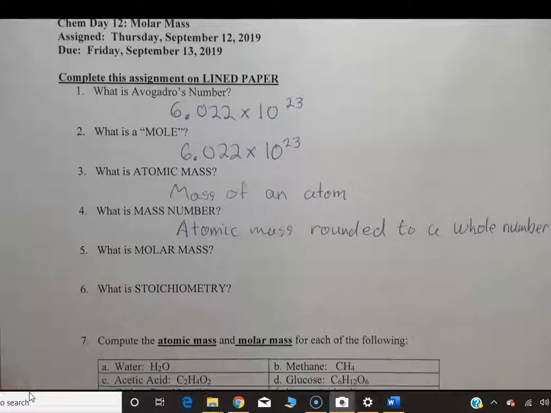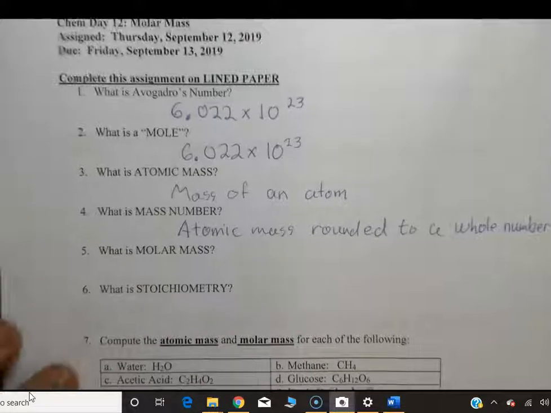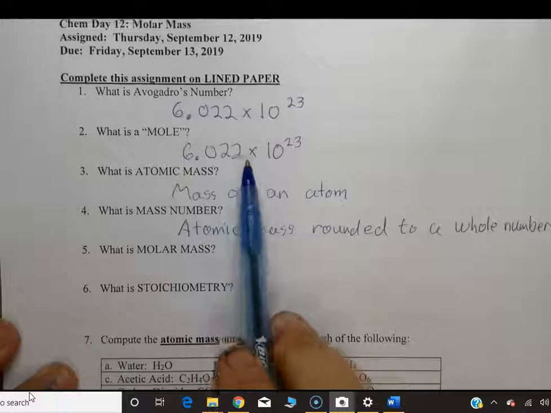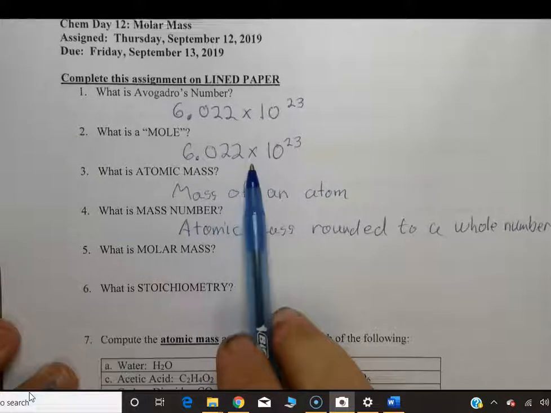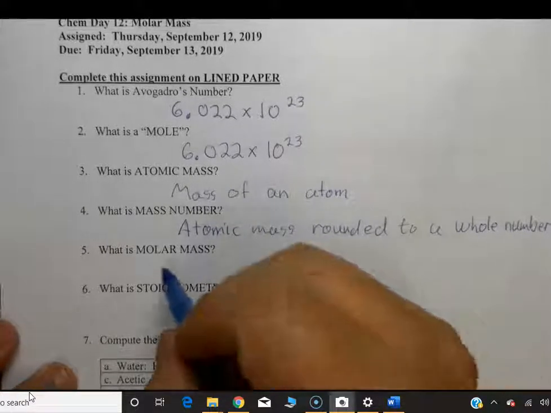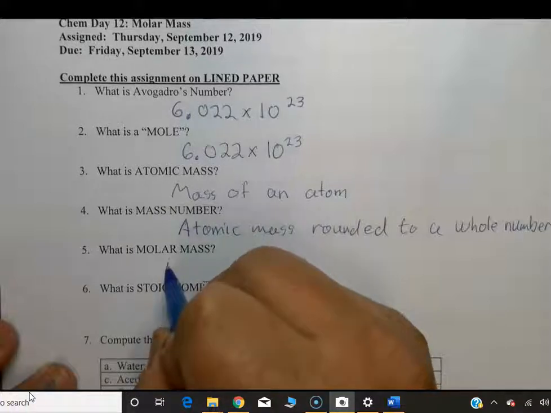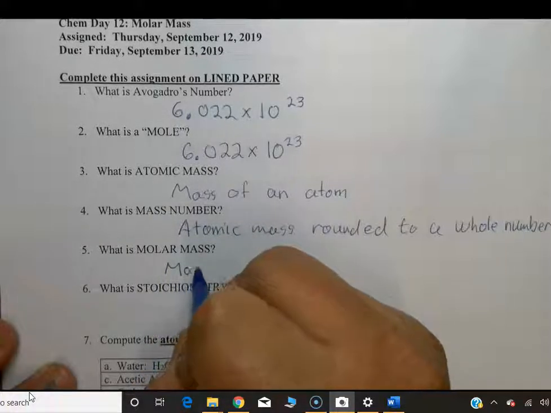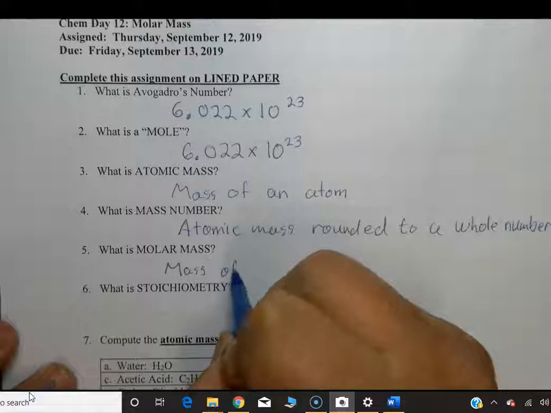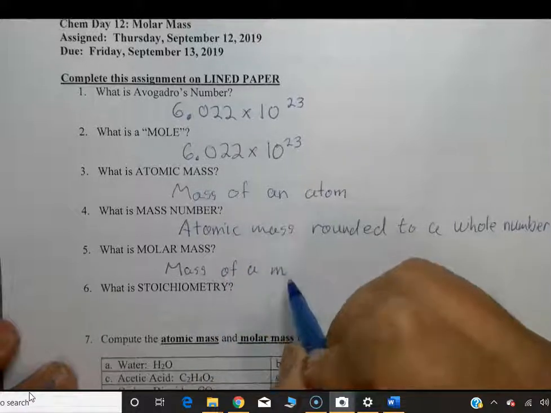Okay, molar mass. Now, what is the molar mass? If the atomic mass is the mass of one atom, then if you take this number of that same atom, that will give you the molar mass. So the molar mass is the mass of a mole of a particular atom.